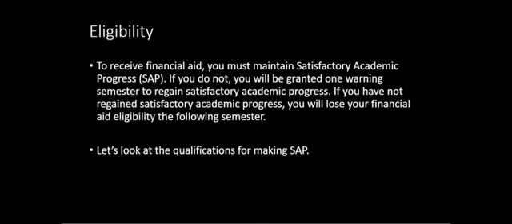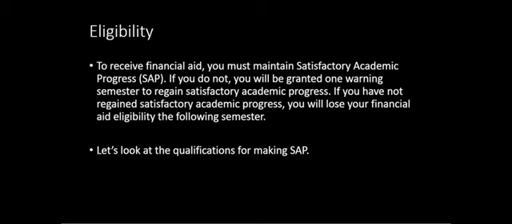Let's talk about SAP. To receive financial aid, you do have to maintain satisfactory academic progress. If you do not, you will be granted one term of warning during which you can still receive aid, but you're expected to bring your progress back up. If you're unable to do so, then your future aid would be canceled.